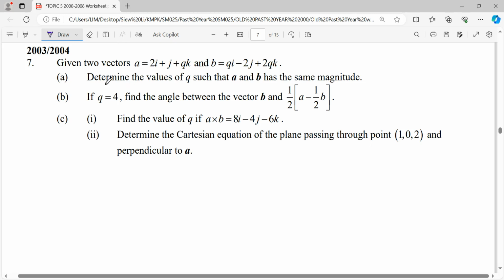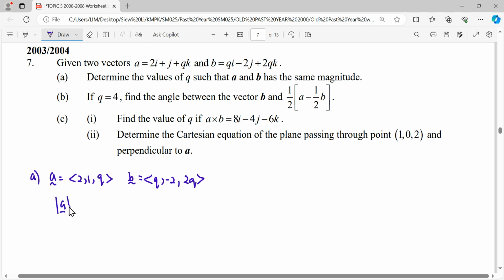Hi everyone. For this question, given two vectors A and B, where vector A is equal to (2, 1, Q) and vector B is equal to (Q, -2, 2Q). For the first question, determine the value of Q such that A and B have the same magnitude.